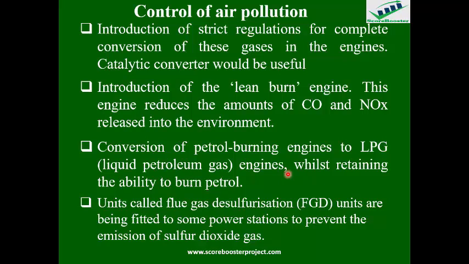And again, there is another unit called the flue gas desulfurization unit. When it's fitted into power stations, it prevents the emission of sulfur dioxide. How does it do it? It passes the sulfur compound into a slurry of calcium hydroxide. The calcium hydroxide removes the sulfur compound from the product that is being produced from the power stations. So removing the sulfur compound is job number one. The second job is to convert the sulfur compound into calcium sulfate.